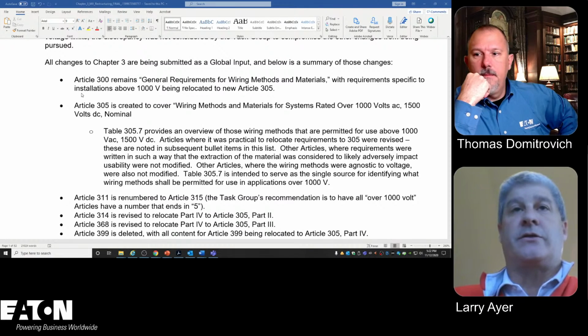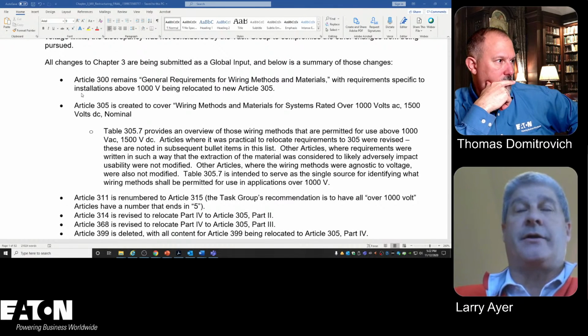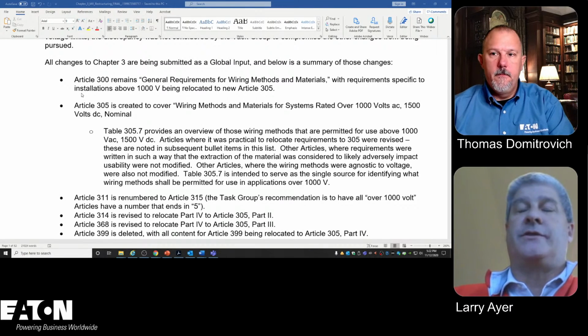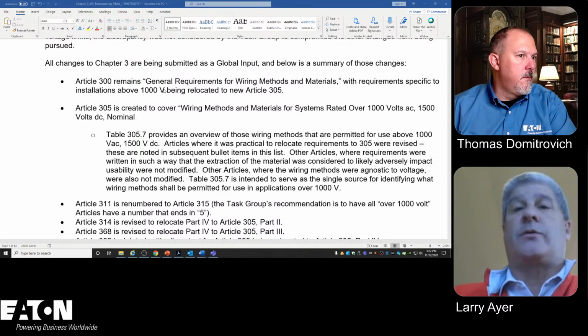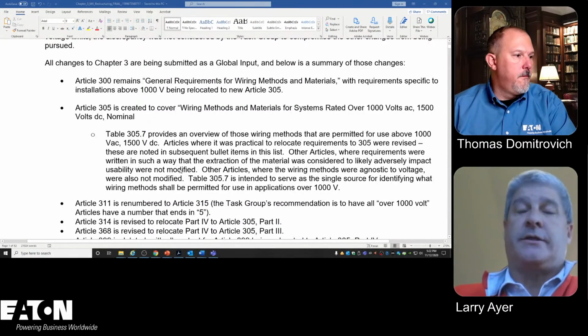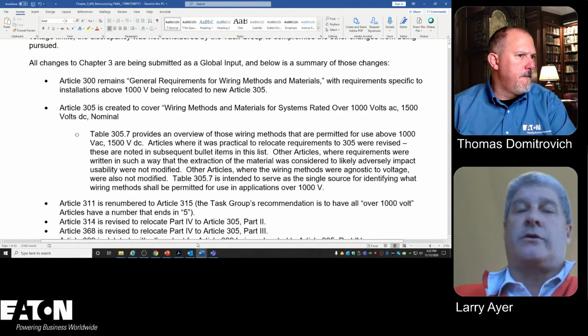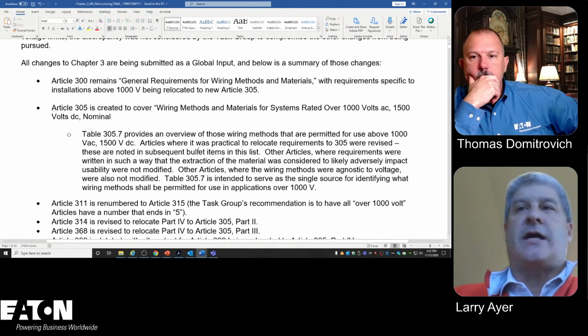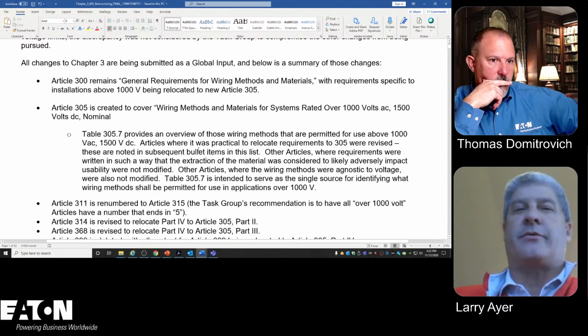Some of the things we're doing is, for instance, 300 is a part of Code Making Panel 3, and 300 is broken up into 0 to 1,000 volt requirements and requirements that are over 1,000 volts. We are looking at that because a lot of times in CMP 3, they're dealing with a lot of limited energy stuff. So we're trying to break that out to put more focus on that.